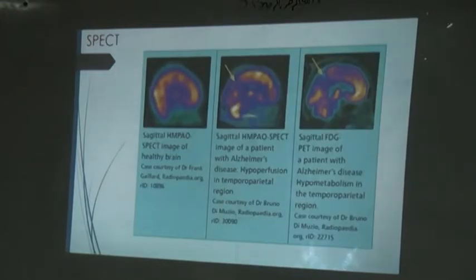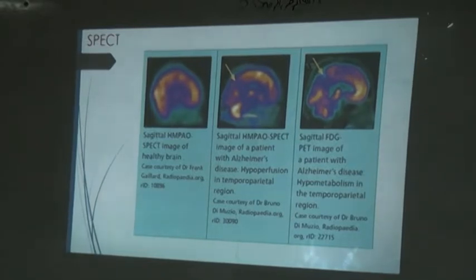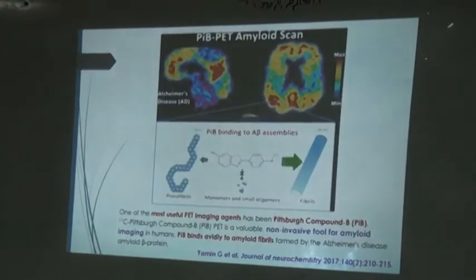Okay, PET and SPECT both show hypoperfusion for the SPECT and hypometabolism for the PET scan in the temporal parietal region. One of the recent PET imaging agents is the Pittsburgh compound B. It was developed in 2004. It's a non-invasive tool. It allows for imaging of amyloid fibrils through PET scan.